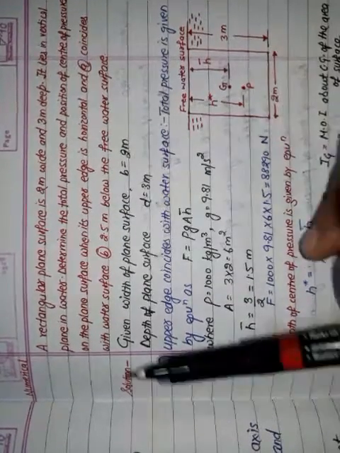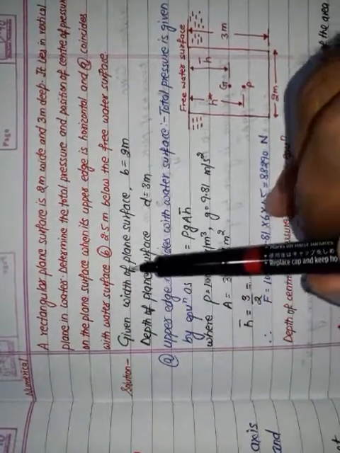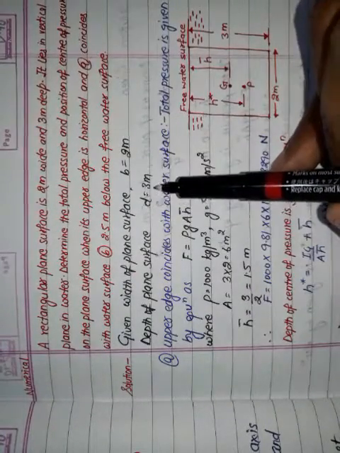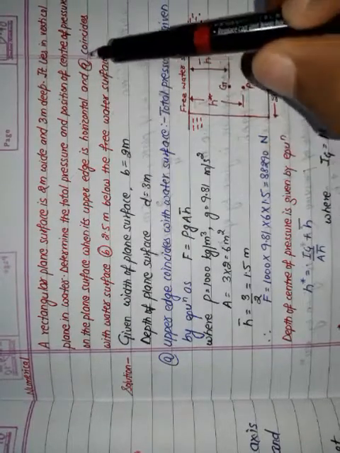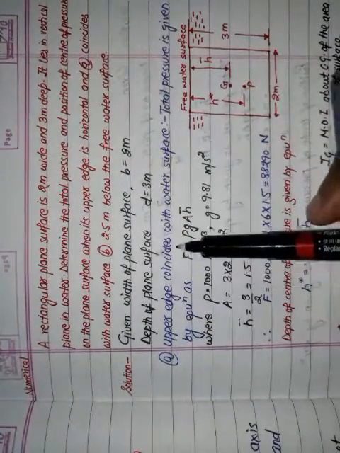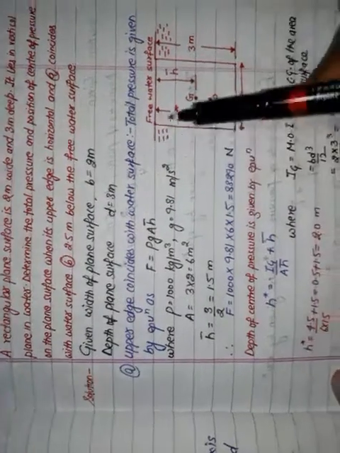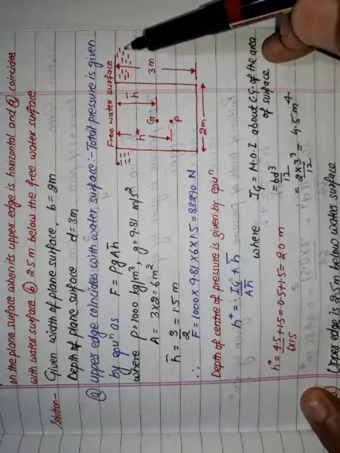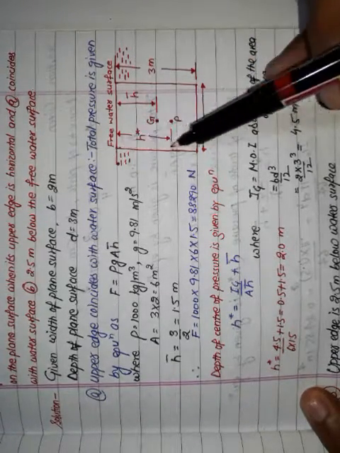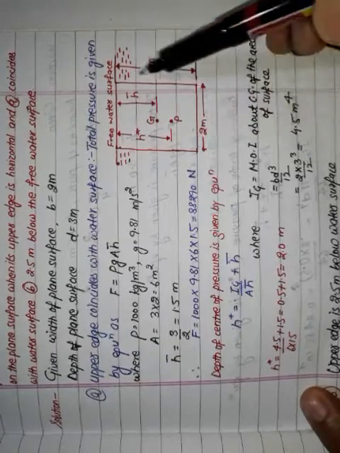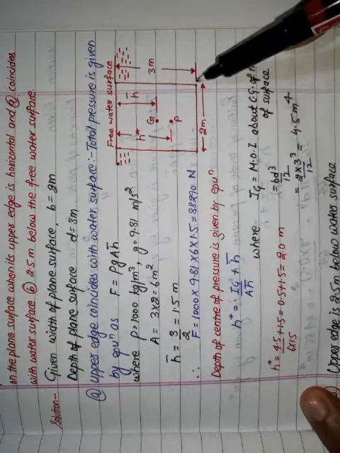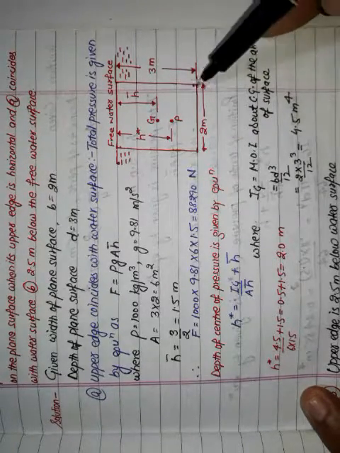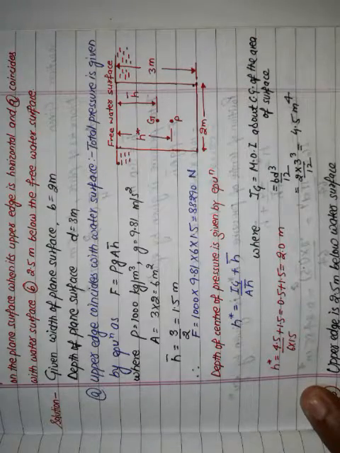So firstly, write down the given variables. Width of plane surface, that is B, that is 2 meter. Depth of plane surface, that is D, equal to 3 meter. So considering the first case, upper edge coincides with water surface. Here we can see in the diagram, this is the free surface of the liquid, and this is the static fluid, and this is the vertical plane surface, that is rectangular plane surface, that is vertically immersed in the liquid. And 2 meter, this is the width of plane, and 3 meter, this is depth of the plane.